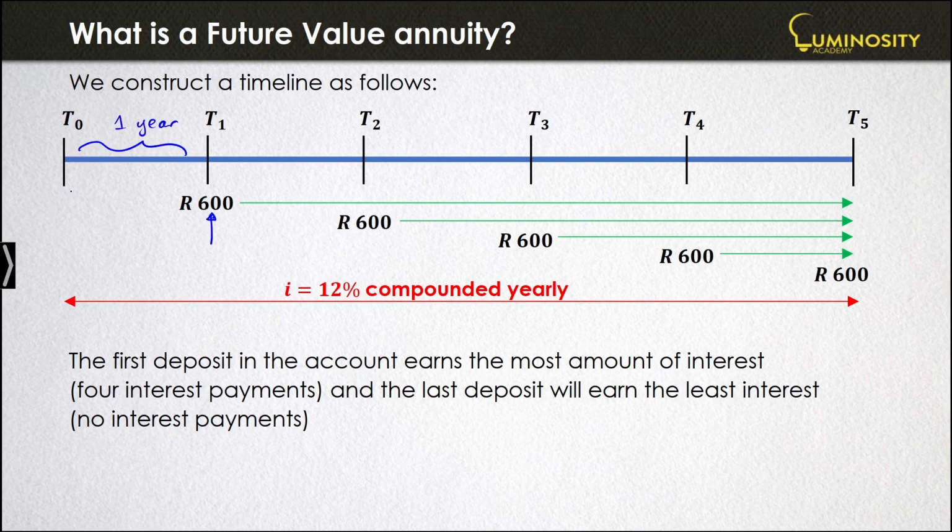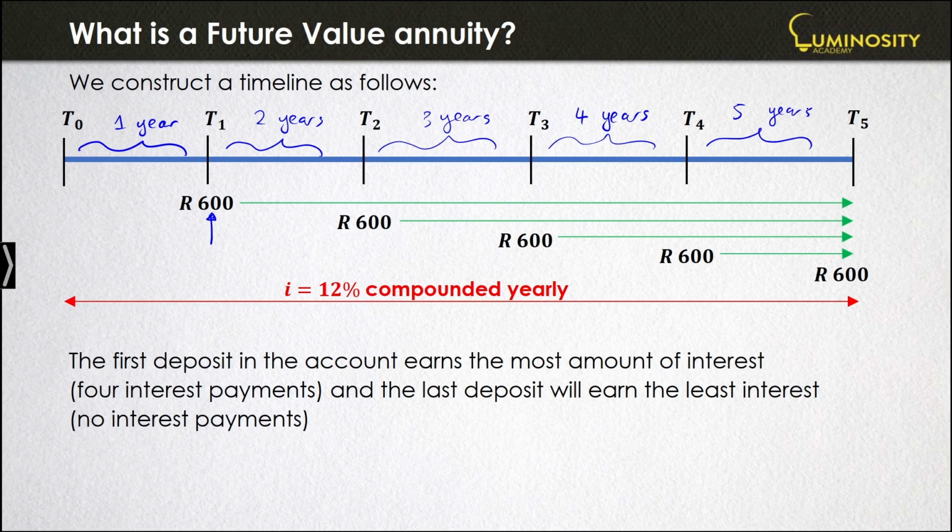And notice I don't start at T0, I start at T1, because of the context of the question, I'm putting the 600 Rand at the end of the year. Then you see that's going to be 2 years here. By T2, that's the end of the second year. Then it's going to be 3 full years by the end of T3. Then 4 full years by the time you end at T4. And 5 full years by the time you end at T5.